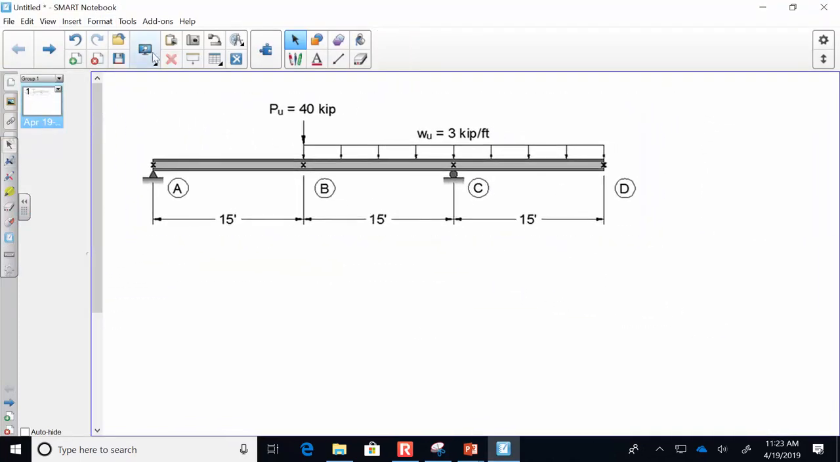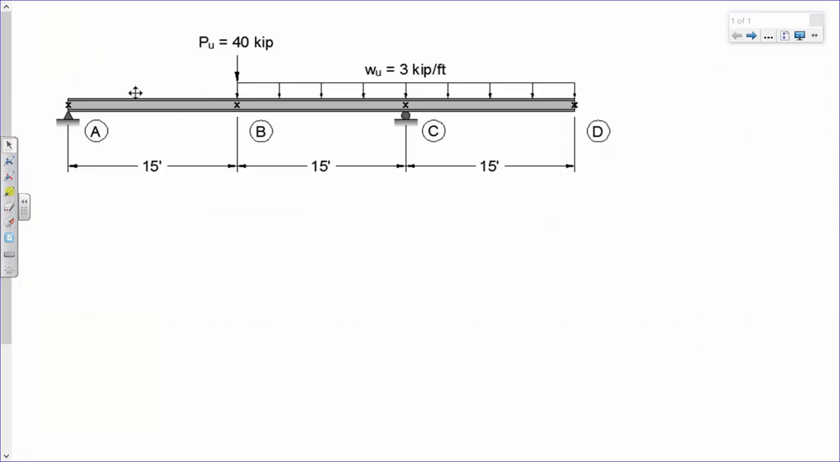Now, how am I going to do this problem if I need a moment diagram? What number is this? What example? 22. So, help me out. I want to draw the moment diagram. Tell me what to do. Y'all know how to do this. I know you know how to do this.